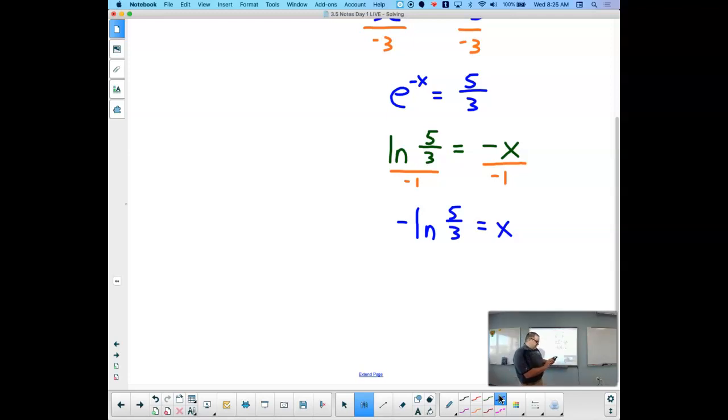If we typed that in, negative natural log of 5 divided by 3 is going to be negative 0.510825624. We said round to 3 decimal places on this particular one, so I would go negative 0.511.